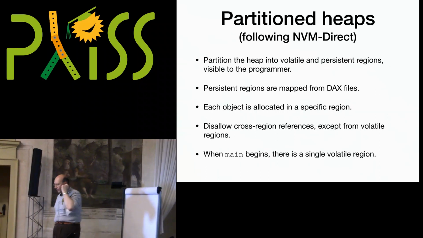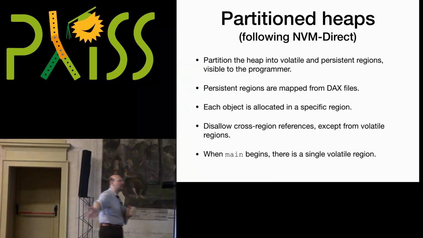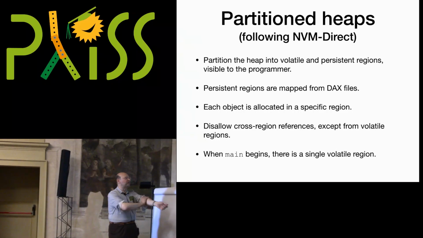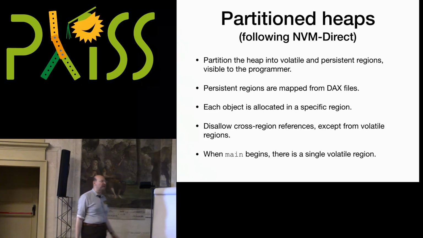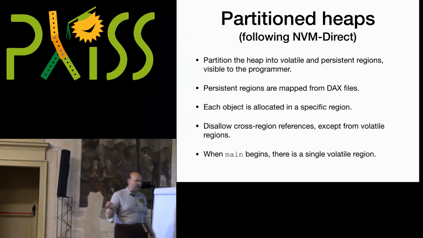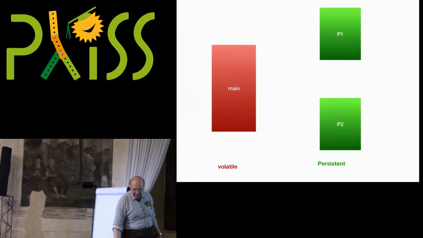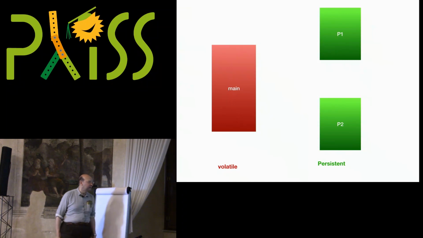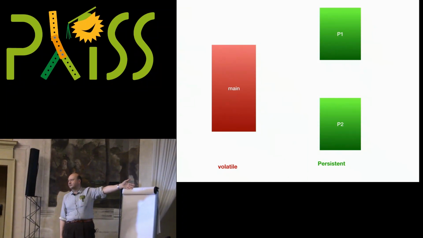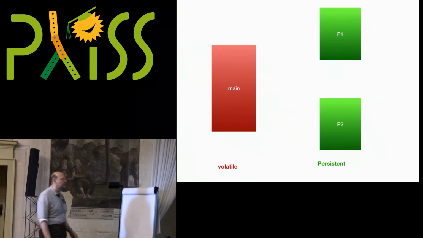So there's another approach, and this is the one I've been looking at, which is the NVM Direct partitioned heap, the notion that we chop our heap into explicit spaces, some are persistent, some are volatile, and the programmer has to manage those boundaries. The persistent regions are mapped from DAX files. When you allocate in a specific region, we disallow cross-region references except in the case from volatile to somewhere else. So when main begins, we have a single volatile region, the red thing, and the program can map the green things, which are persistent regions, from DAX files by making API calls.